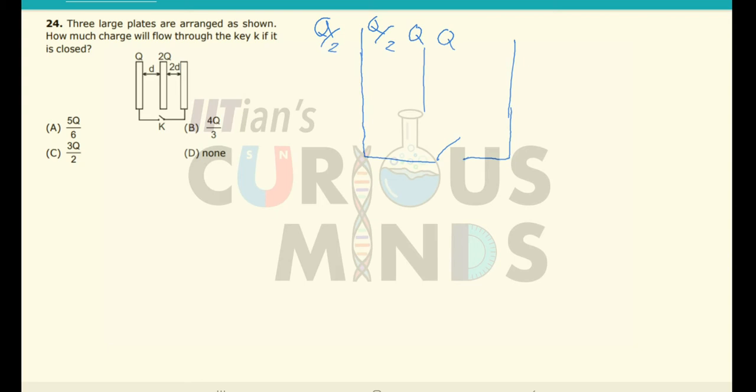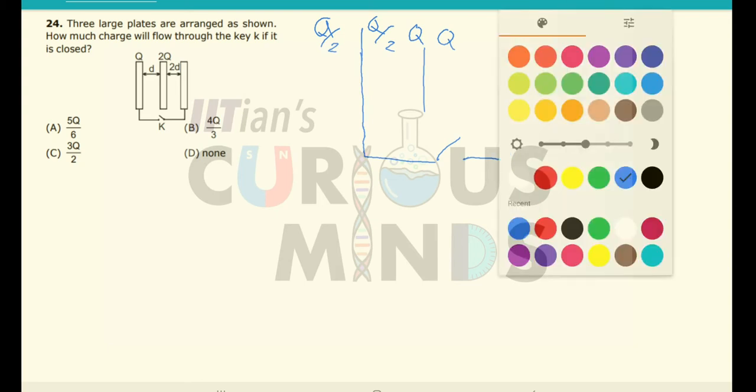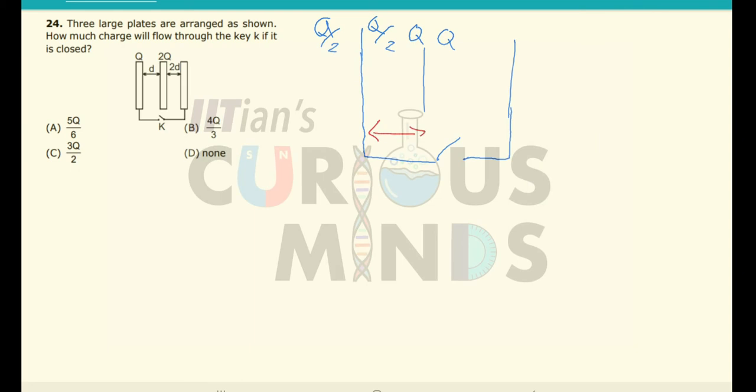Now the charge will be induced between the inner plates of the first capacitor such that equal and opposite charges develop. That is, if this plate is charged by Q1, this plate should have a charge of minus Q1. And if this plate has a charge Q2, this plate should have a charge of minus Q2, while obeying the law of conservation of charges.